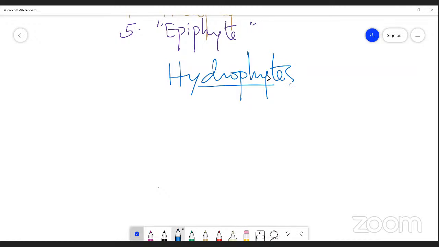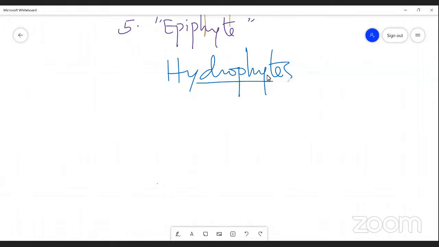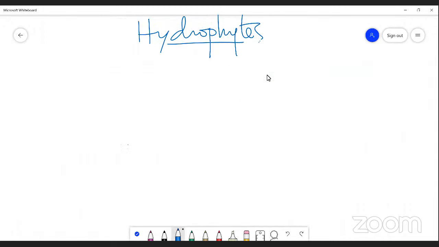As I said, a hydrophyte means a plant which grows in a water body. That is called a hydrophyte. Dear students, could you list out any water bodies that you see? Pond, lake, very good.